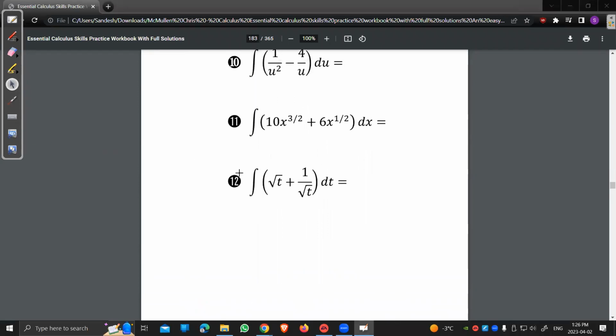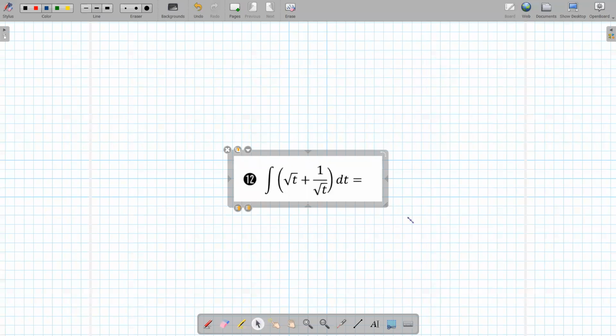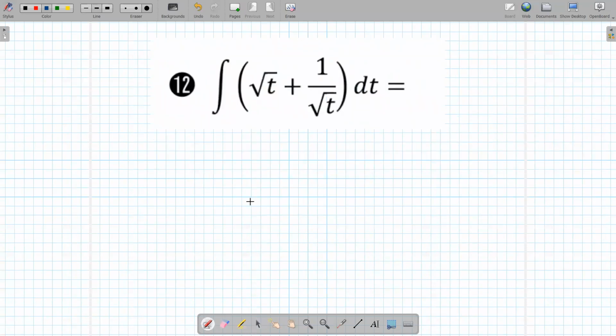Here we can quickly do this one as well. Again, it looks weird, but it's not that difficult, because I'm going to first rewrite it in this form. If I throw this up top, what's going to be its exponent? I throw the root t, it's on the bottom right now. If I throw it on top, what do I get? T to the power of 1 over 2. So that is what we have right now.